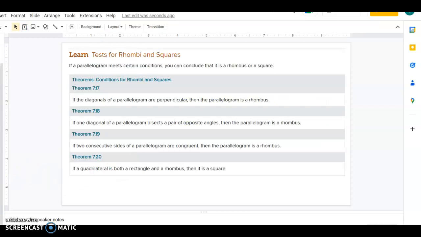So here are some tests for rhombi and squares. If a parallelogram meets certain conditions, you can conclude that it is a rhombus or a square. Theorem 7.17 says if the diagonals of a parallelogram are perpendicular, then the parallelogram is a rhombus. Theorem 7.18 says if one diagonal of a parallelogram bisects a pair of opposite angles, then the parallelogram is a rhombus. Theorem 7.19 says if two consecutive sides of a parallelogram are congruent, then the parallelogram is a rhombus. And theorem 7.20 says if a quadrilateral is both a rectangle and a rhombus, then it is a square.